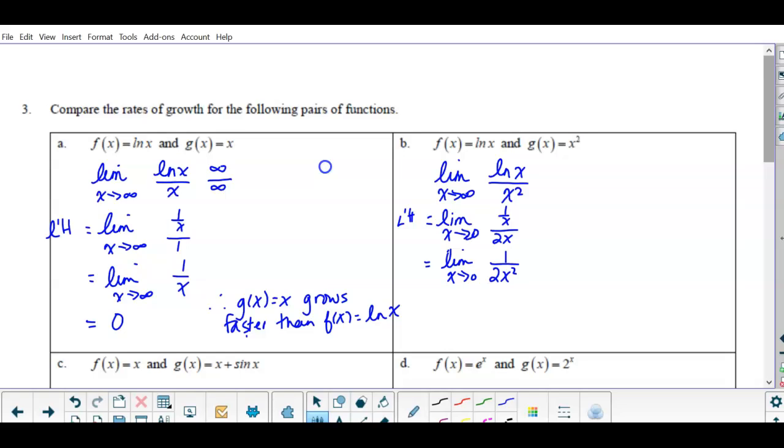Oops, that's infinity, sorry. Okay, so simplifying that. And then obviously if the numerator is 1, x is going to be infinity in the denominator. That's going to be much greater, so that's going to be 0. Okay, so again, same thing. Now your g of x was in the denominator, so g of x grows faster than f of x.